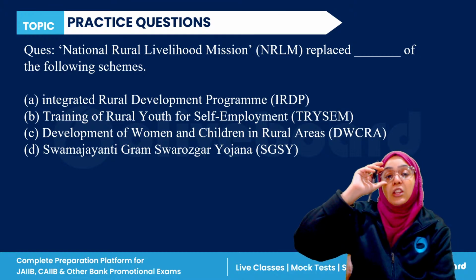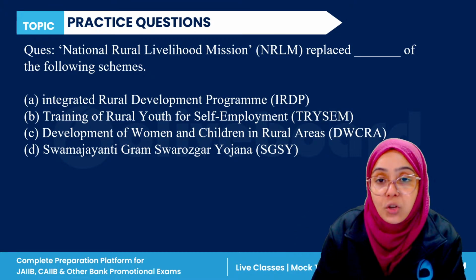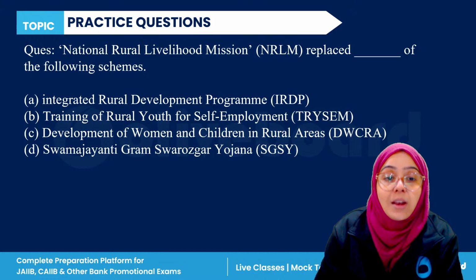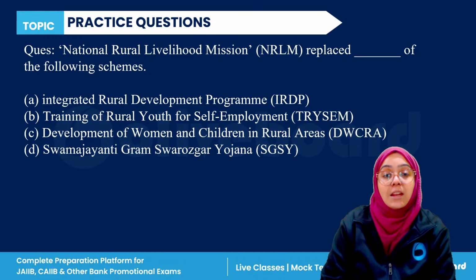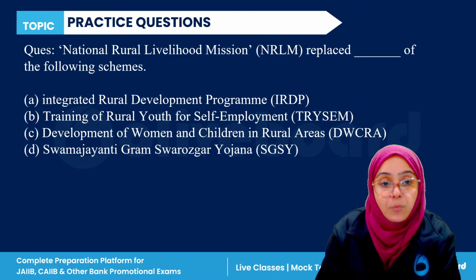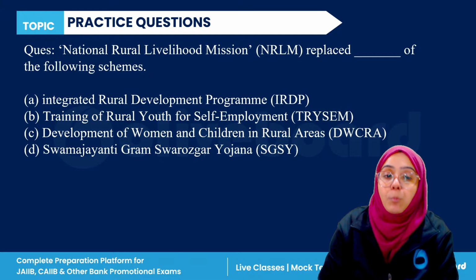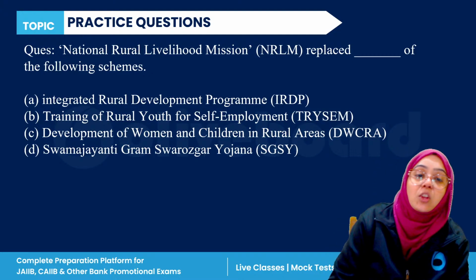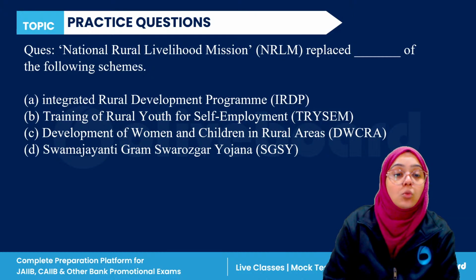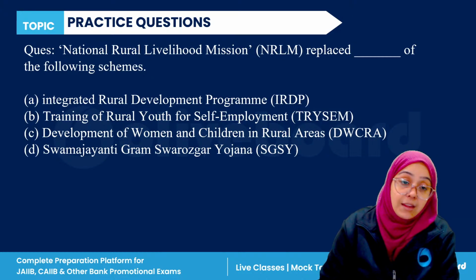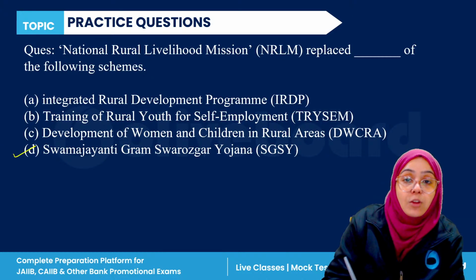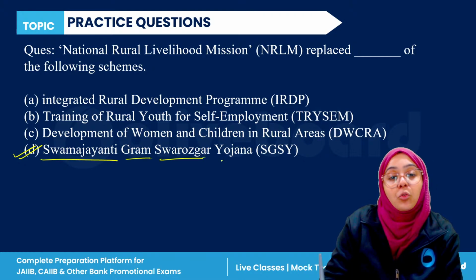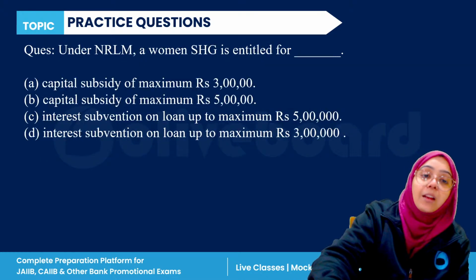Next question. National Rural Livelihood Mission replaced which of the following schemes? Integrated Rural Development Program, training of the rural youth for self-employment, development of women and children in rural areas, or Swarnajayanti Gram Swarozgar Yojana. Everyone, yes, D, National Rural Livelihood Mission actually replaces the Swarnajayanti Gram Swarozgar Yojana. D is the correct answer.